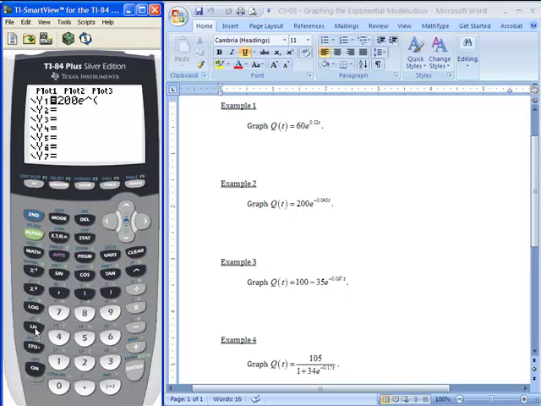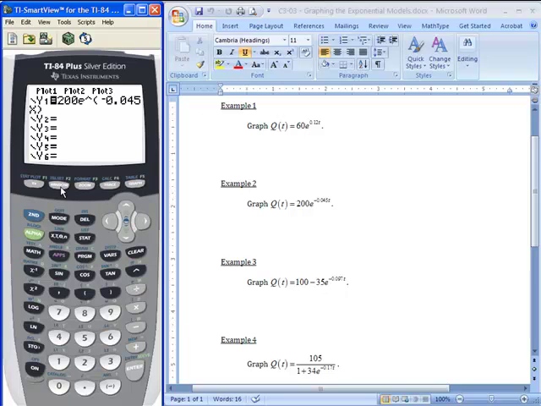And in this case, we have negative 0.045t, and we're going to replace the t with x in the calculator. So negative 0.045 and x, and then we'll close the parenthesis and press enter so that we have that entered into the calculator here.